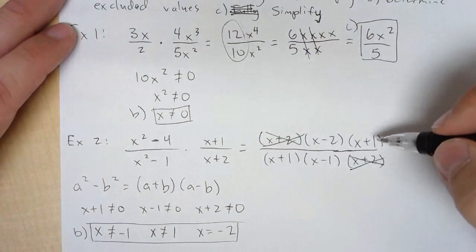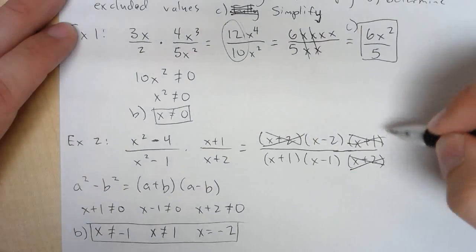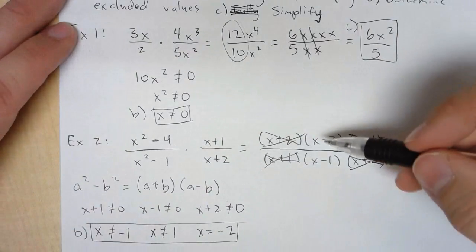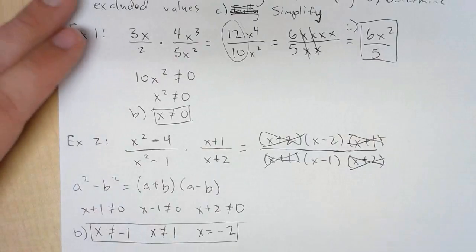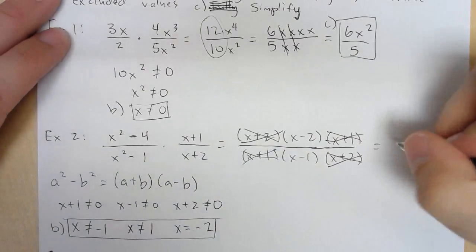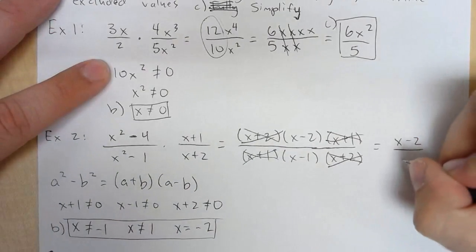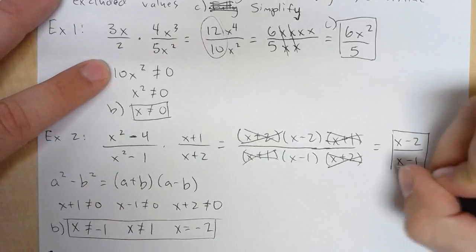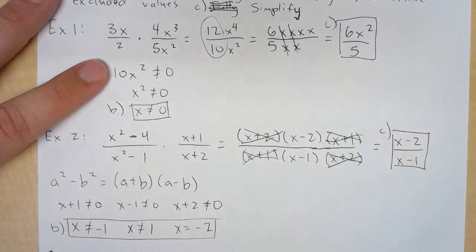We have an x plus 1 in the top and an x plus 1 in the bottom. So these are going to cancel. Unfortunately, x minus 2 and x minus 1 are not the exact same thing. So when we simplify, we're going to get x minus 2 over x minus 1. And this is the fully simplified version. So that's our part C.